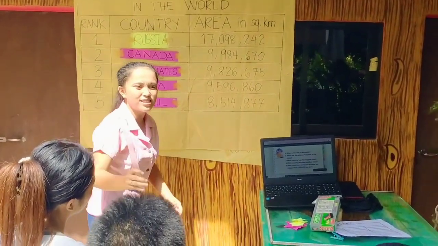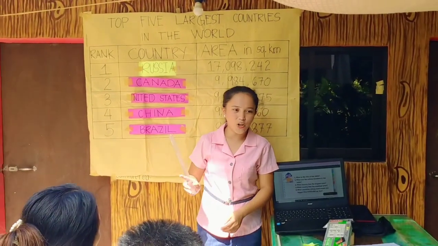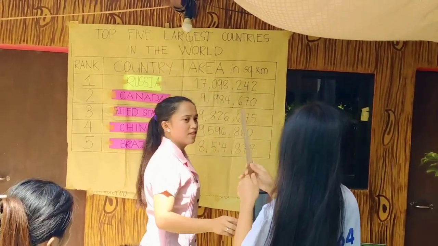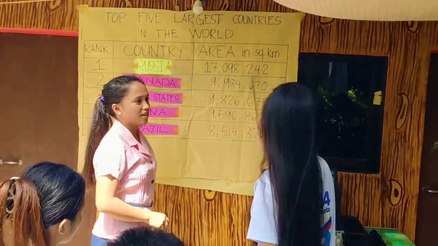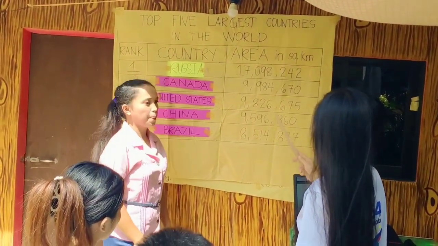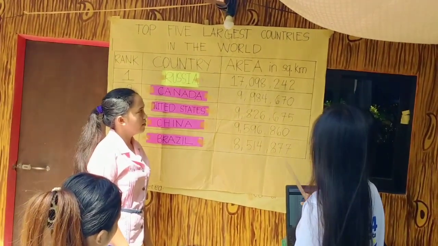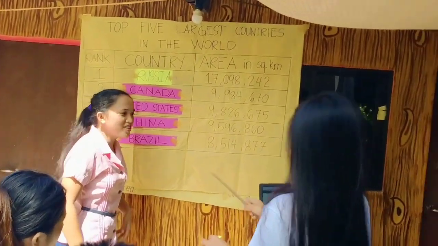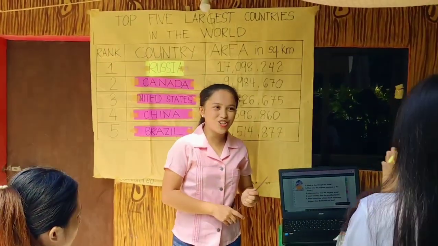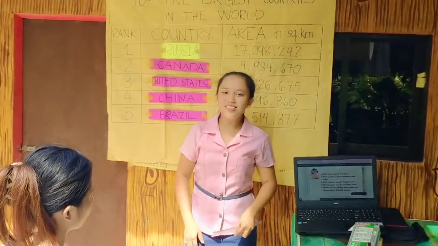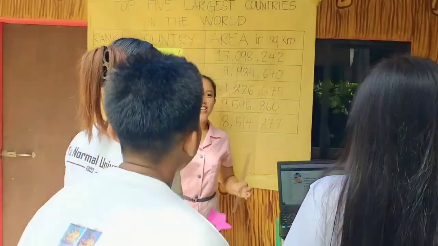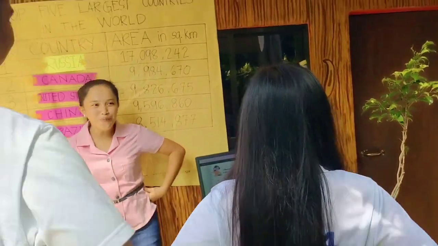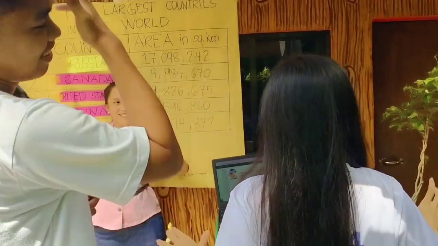Kay nga naman, class, kinsay makahatag og explanation? Ako, ma'am. Okay, Baby Jean. Russia is our largest country because it has a land area which is 17,098,242 square kilometers. Okay, let's give Baby Jean a Paro G clap. Yes. Let's stand up. 1, 2, 3, 1, 2, 3, Paro G.